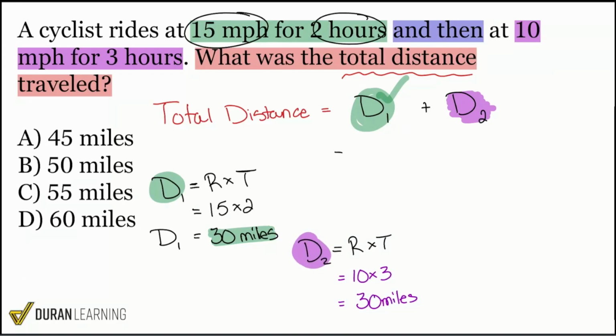And let's solve. So we have 30 miles from the first distance plus 30 miles from the second distance. Everybody, hardest question of the day, 30 plus 30, what's that going to be? Yeah, that's going to be 60 miles, and we are done. That is our total distance.